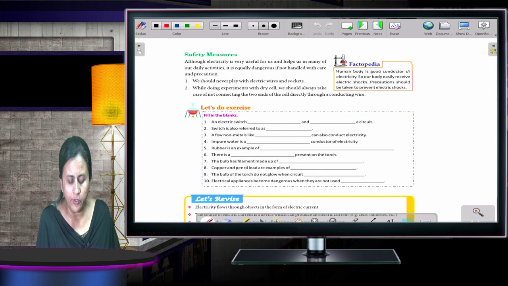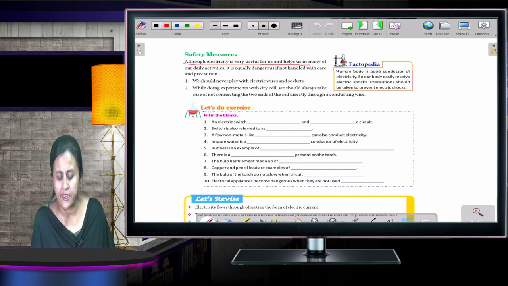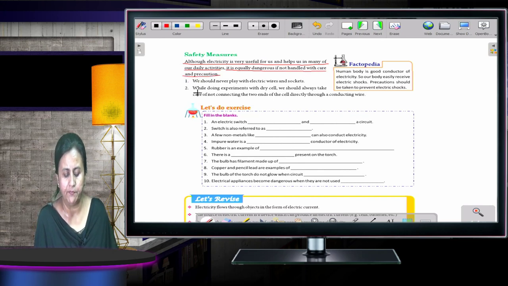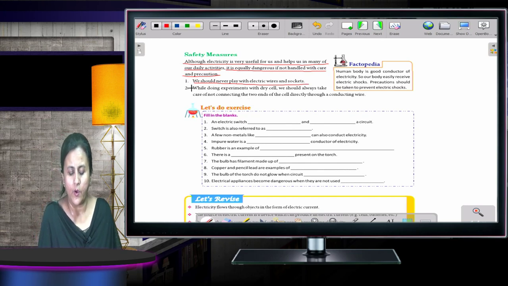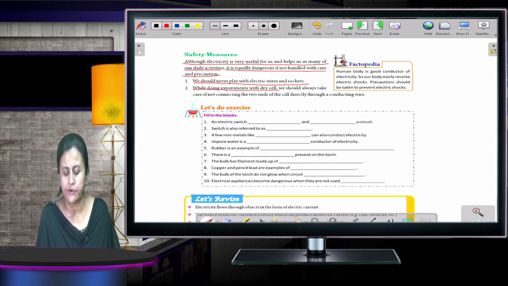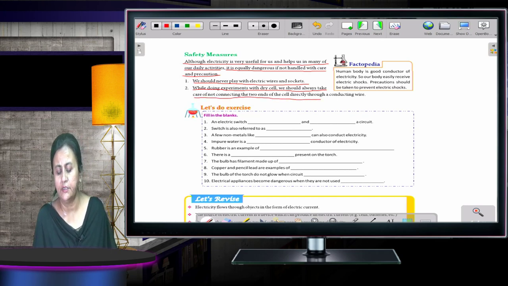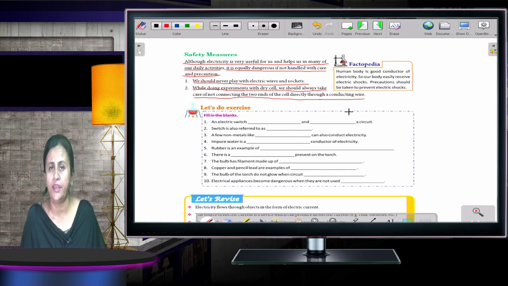Okay. Although electricity is very useful for us and helps us in many of our daily activities, it is equally dangerous if not handled with care and precaution. We should never play with electric wires and sockets. While doing experiments with a dry cell, we should take care not to connect the two ends of the cell directly through a conducting wire. Children, whenever you are using electricity, please be very careful. It can be very dangerous also.